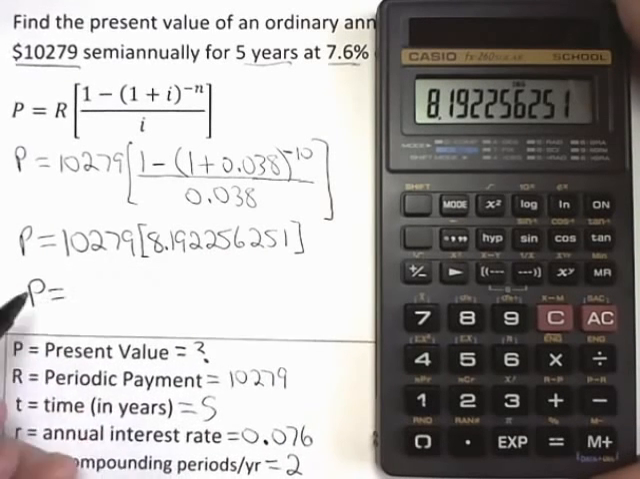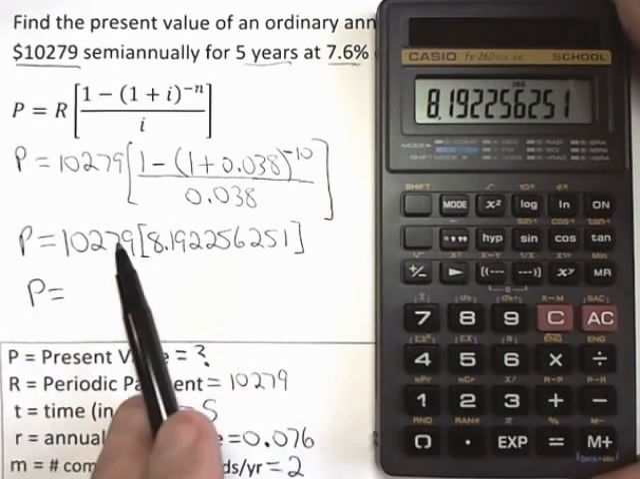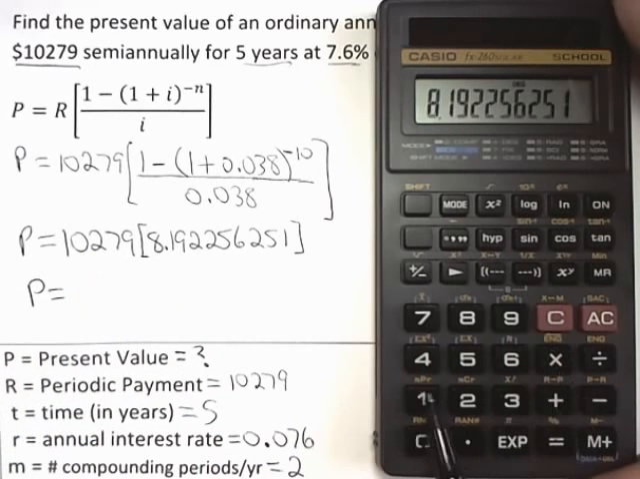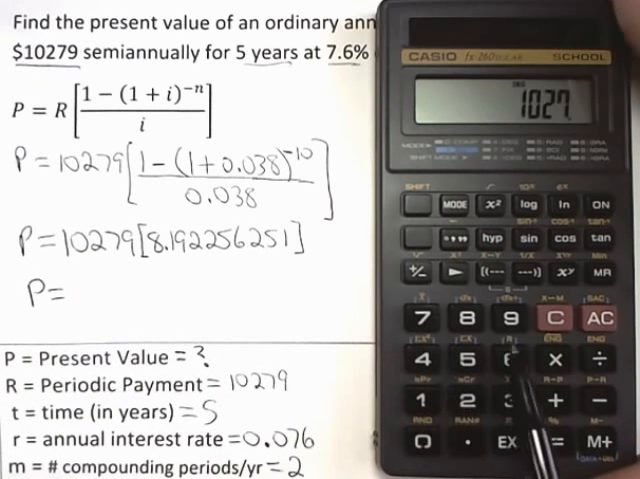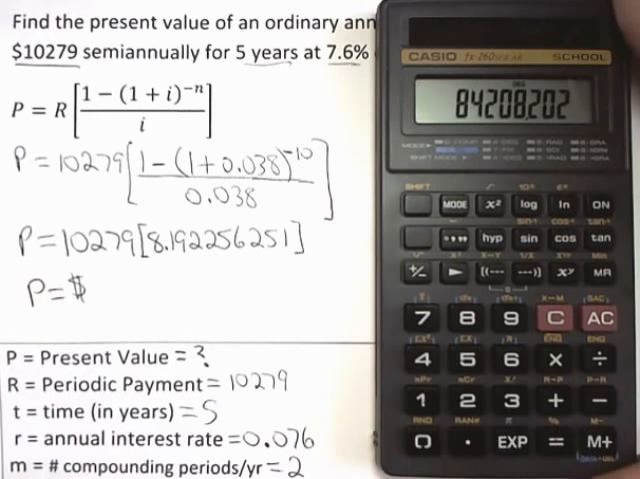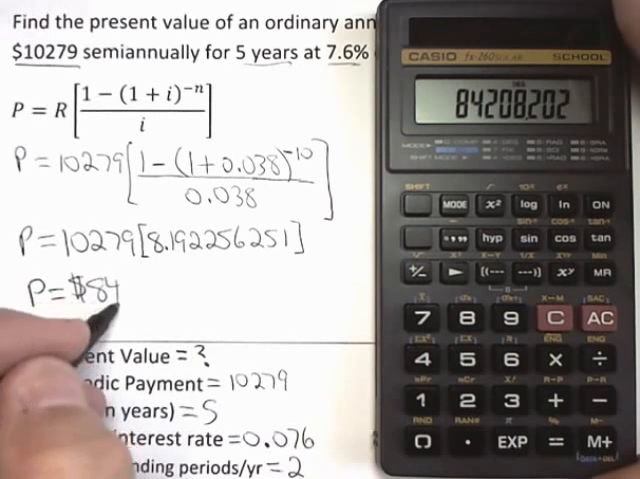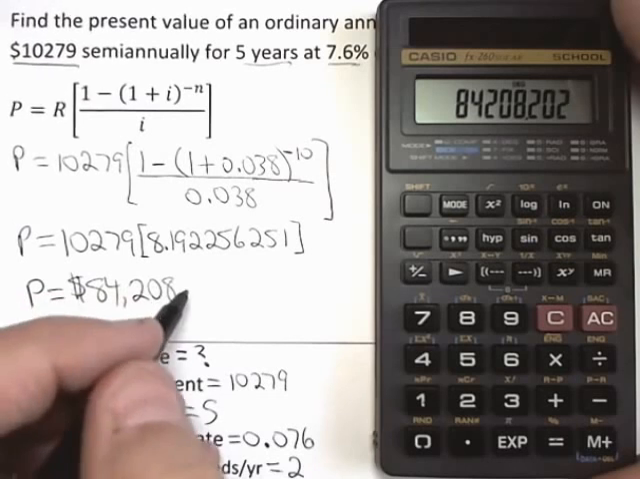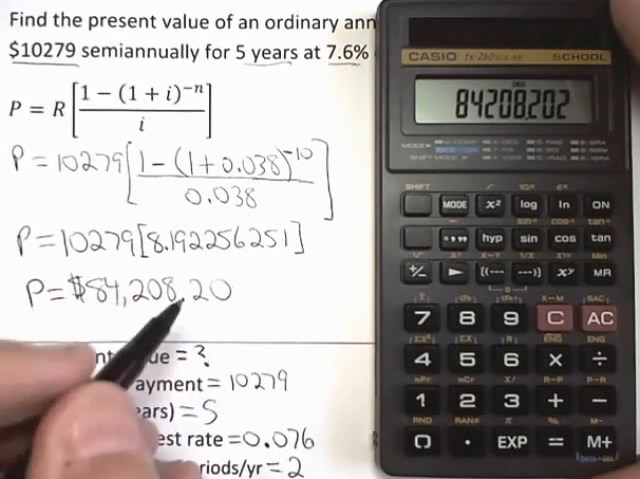So the present value is the product of this number and this number. That number is already in the display, so I hit times 10279 equals. So the present value of this ordinary annuity is $84,208.20.